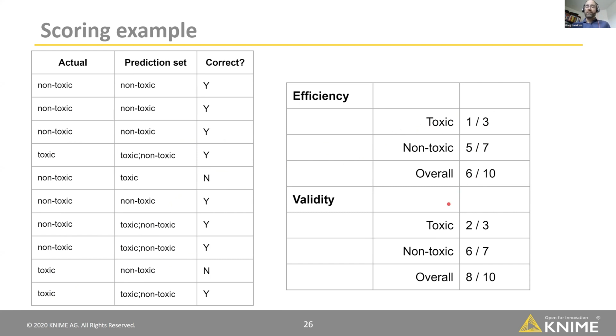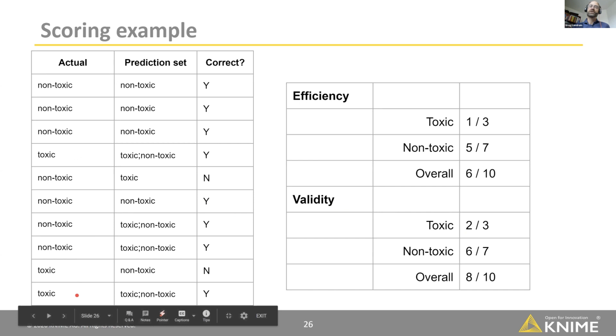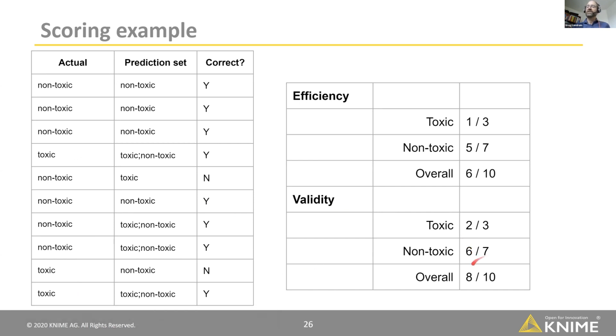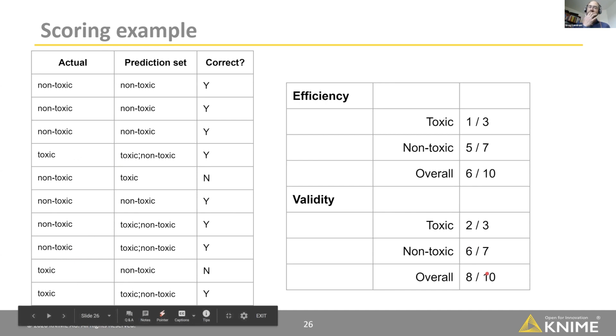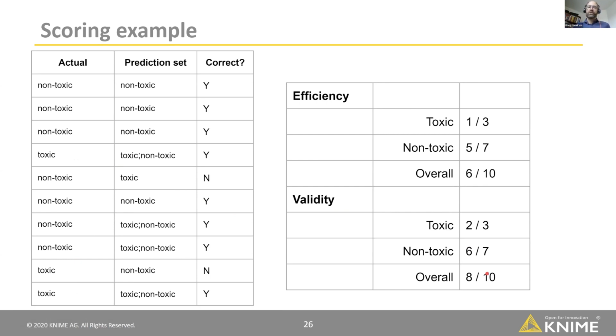Validity looks at the predictions: the fraction of predictions that are actually correct. Again, correct means the prediction set includes the actual value. For toxic, it's 2/3, so this toxic prediction is correct, and this toxic prediction is correct. And for non-toxic, it's 6/7, so overall it's 8 out of 10. So we have those two measures to evaluate the performance of the results.